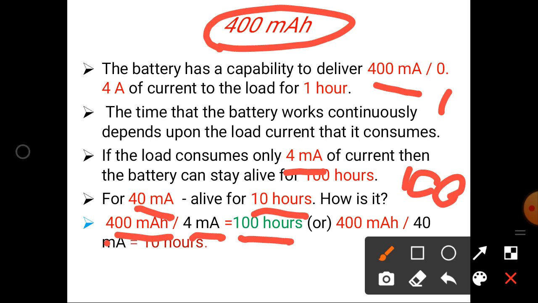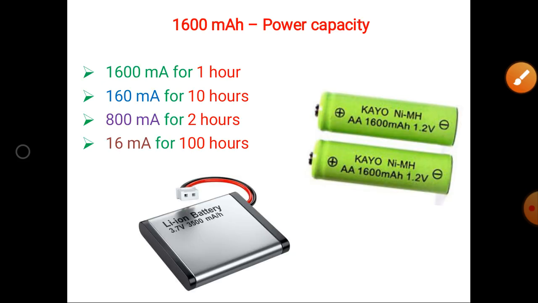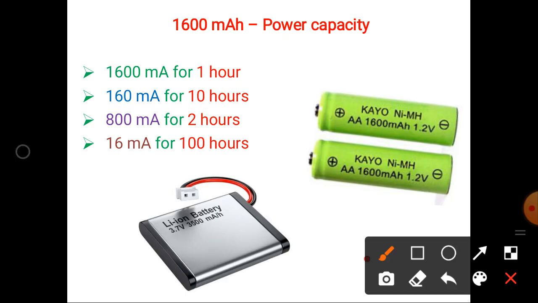So that is the meaning of 400 milliampere hour: the current given by the battery for 1 hour is represented by 400 milliampere hour. Okay, next, I have considered another battery, that is 1600 milliampere hour, right?